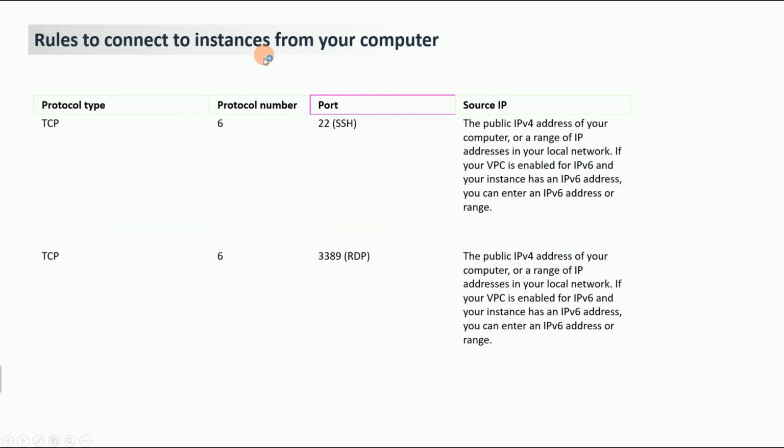And rules to connect to an instance from your computer. So basically, in case of Linux instance, it will use SSH, and for using SSH, you will have to allow port 22 there in the security group. So this will allow you to connect from your machine to the target instance or destination instance. And in case of Windows, port 3389, which is used for RDP, will be used. So you have to allow that particular port.